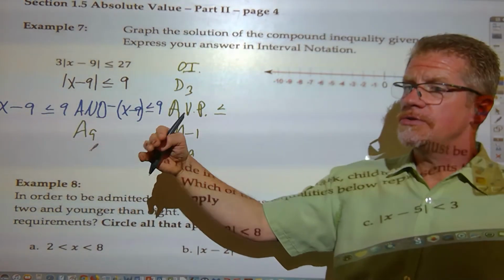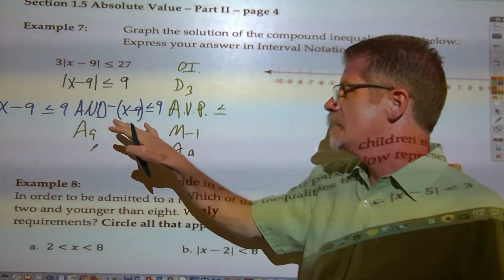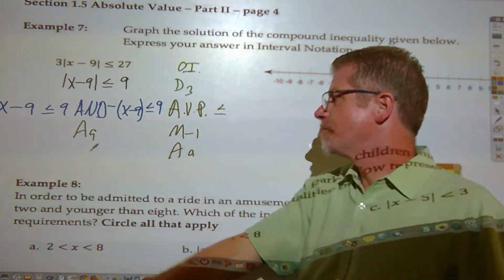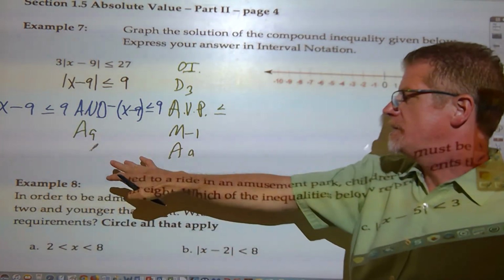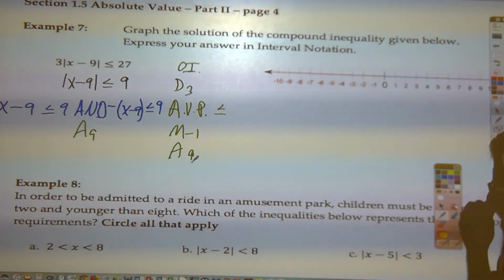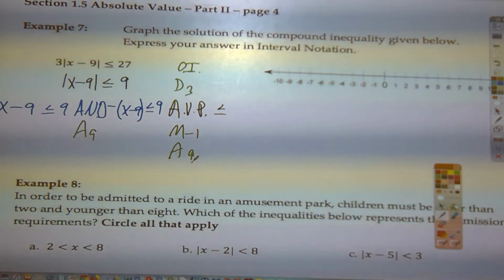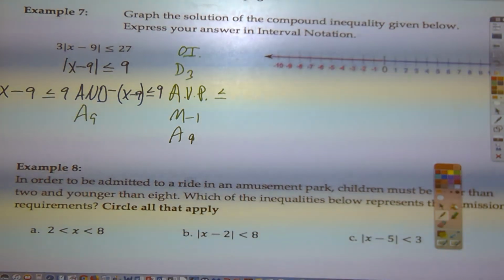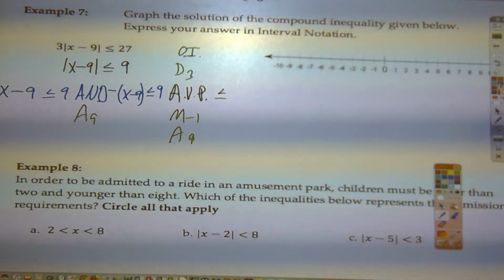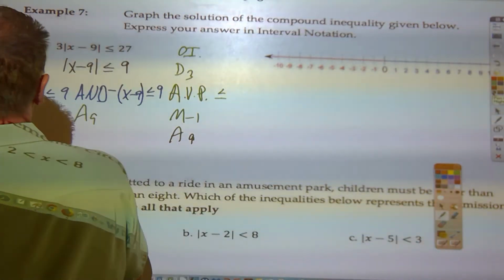So I'm asking you to fill in 3 inequalities. Please try the 9 inequality over here, and try the negative 1 times 9 inequality on the right. Please try those on your own.